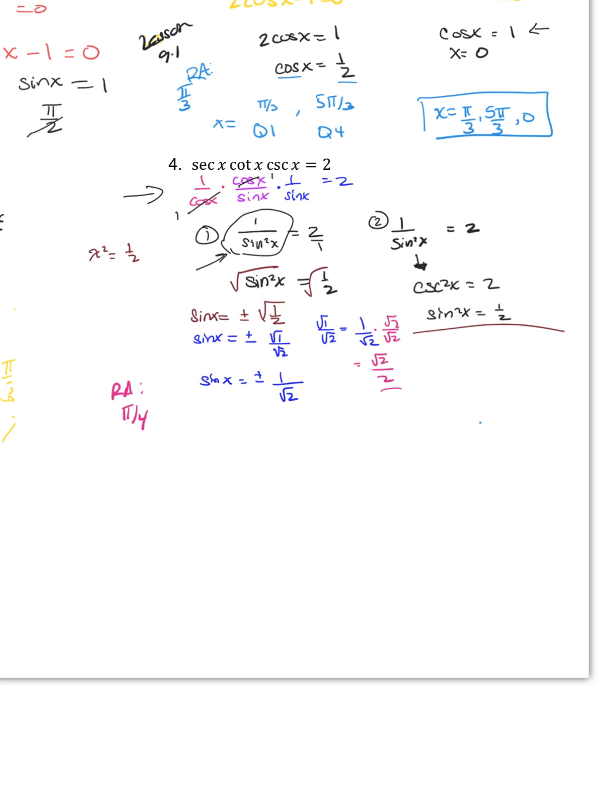Okay, so now we have to figure out where sine is positive and negative. That's what we want. So that's all 4 quadrants. We're going to start with quadrant 1, 2, 3, 4. All of these are your possible answers. So sine, pi over 4 is your reference angle in the first quadrant.